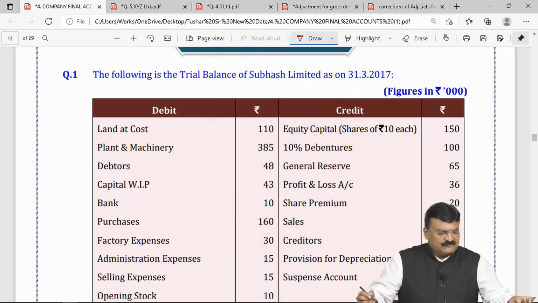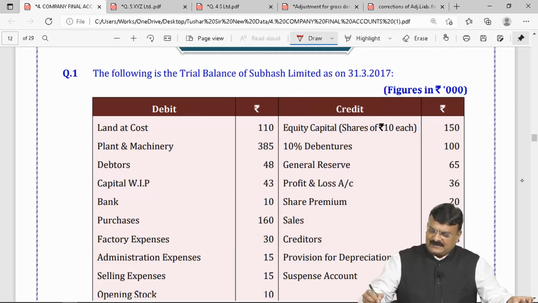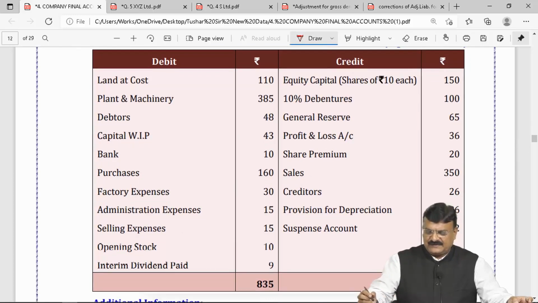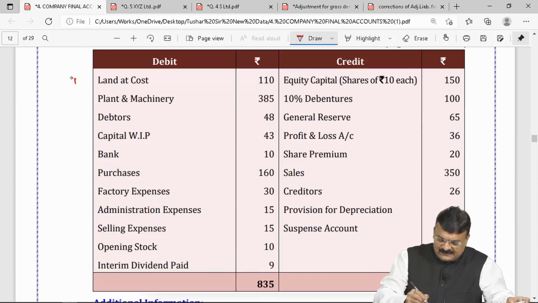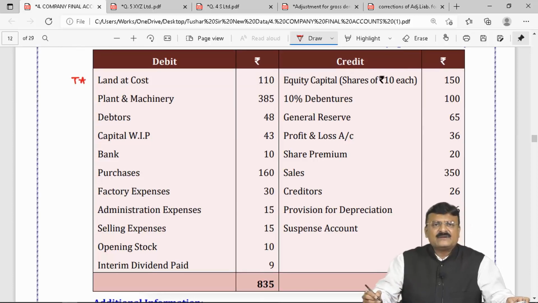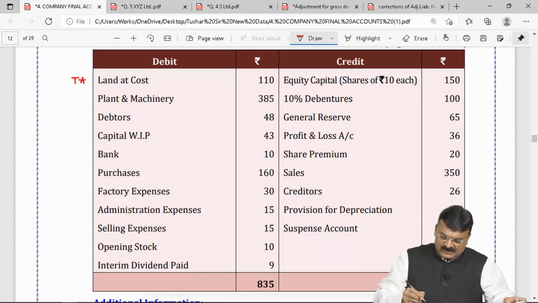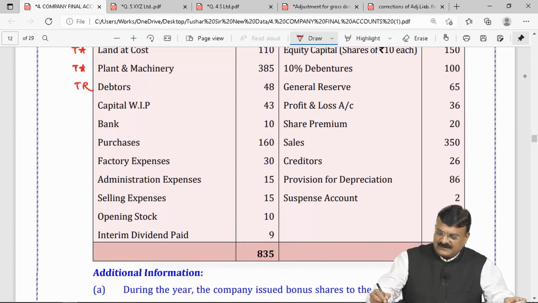Following is the trial balance of Shubhas Limited as on 31st March 17, and figures are rupees in thousands. Now when you classify them, first, land at cost is a tangible asset. Plant and machinery, also tangible asset. Debtors will come under the head trade receivables.